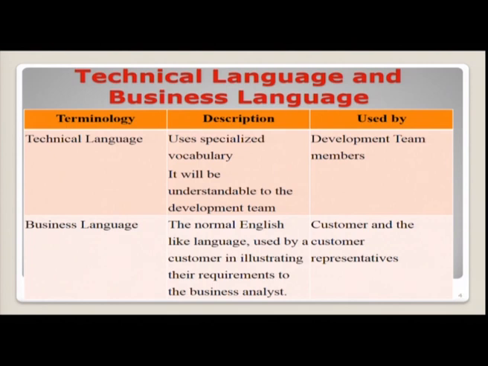The technical language uses specialized vocabulary which will be understandable only to the development team. So this technical language is used by the development team members alone. In this technical language, you will have what sort of functionalities are to be used, what the members are, what a class is, what variables you are going to use, and how you are going to dispose of those variables. Those details will be made available in this technical language.